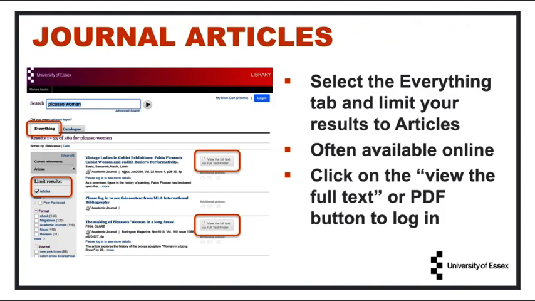You can also filter your library search results to include journal articles only, many of which are available online. To do this, make sure you're on the Everything tab at the top of the page and then click on Articles under Limit Results. You can use the full text or PDF buttons in your results to access the full text of the articles.